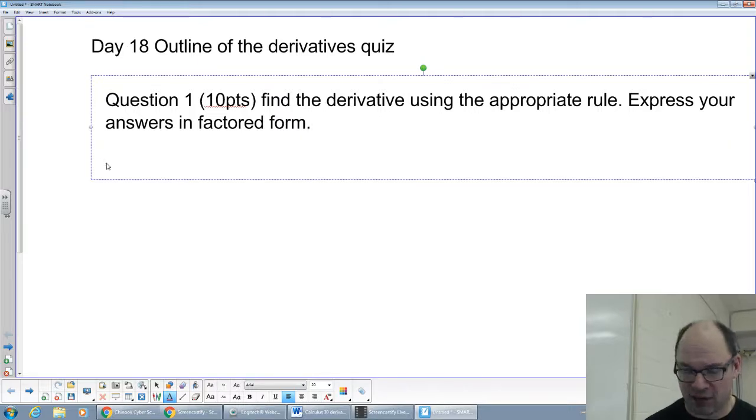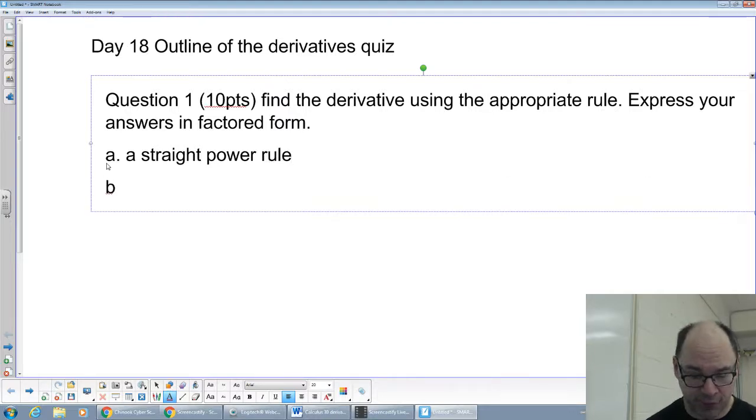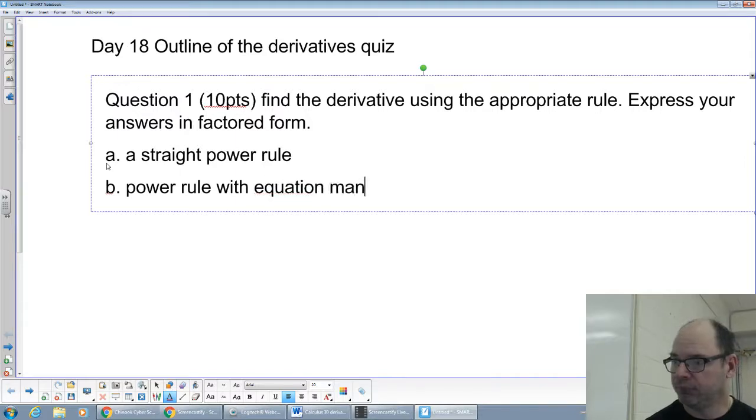What I have in there is one straight power rule. I also have another power rule where you do some equation manipulation. It's got roots in it, so you have to change them into powers and that kind of thing.